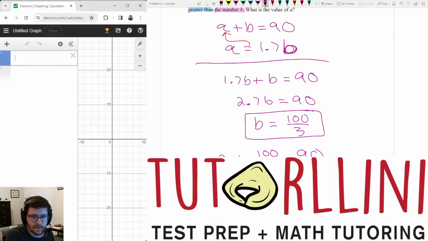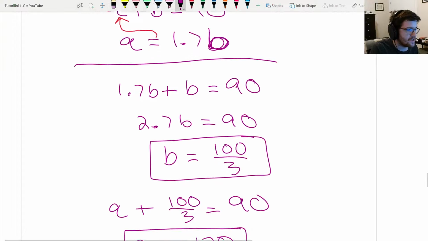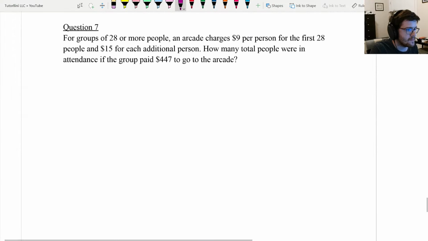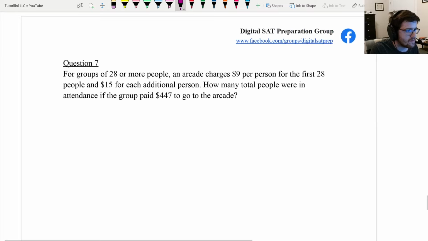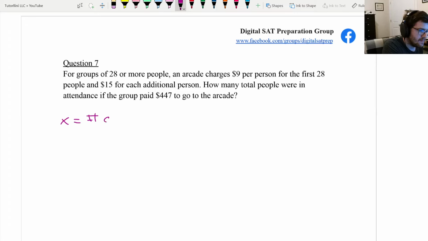Great. Okay, let's come back over here. There's one more, I think. Okay, for groups of 28 or more people, an arcade charges $9 per person. Okay, so I'm going to write a linear equation for this. First, I'm going to make x the number of people, and y the charge in dollars.